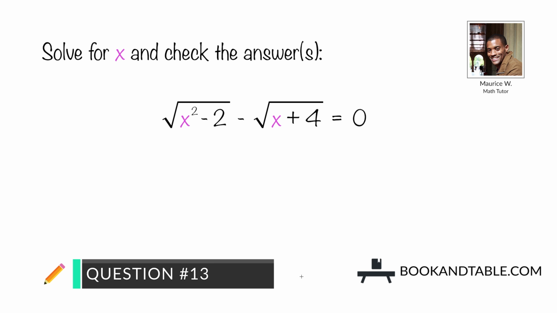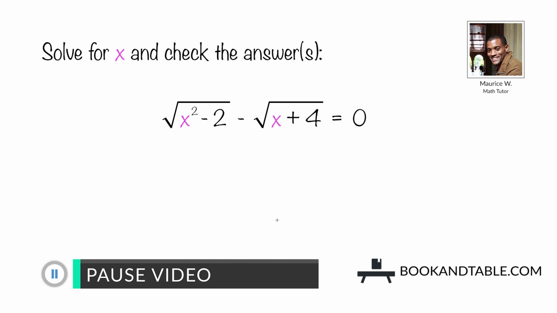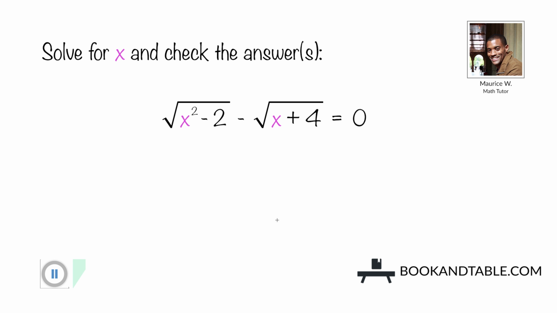Question number 13. Solve for x and check the answers. The square root of x squared minus 2 minus the square root of x plus 4 is equal to 0. Pause the video, answer this question, and then press play when you are ready to begin.